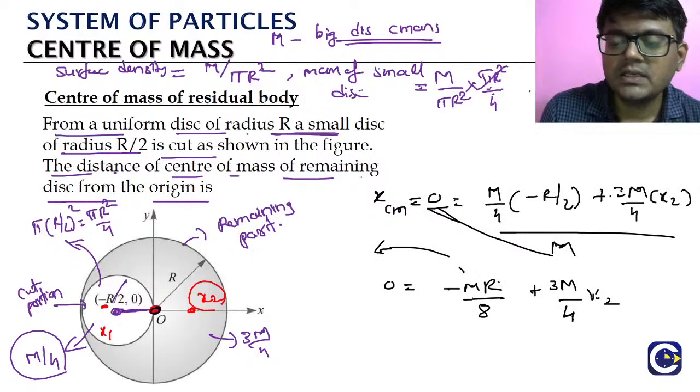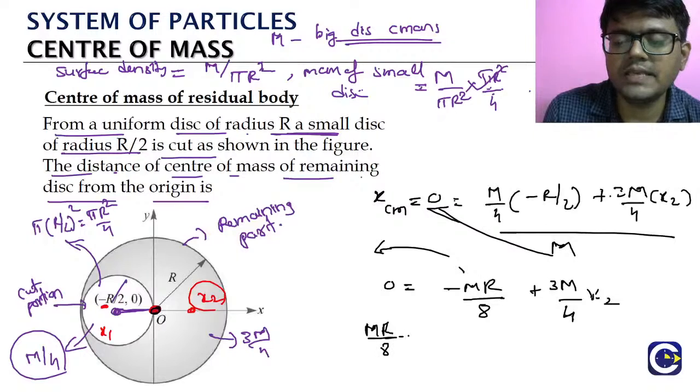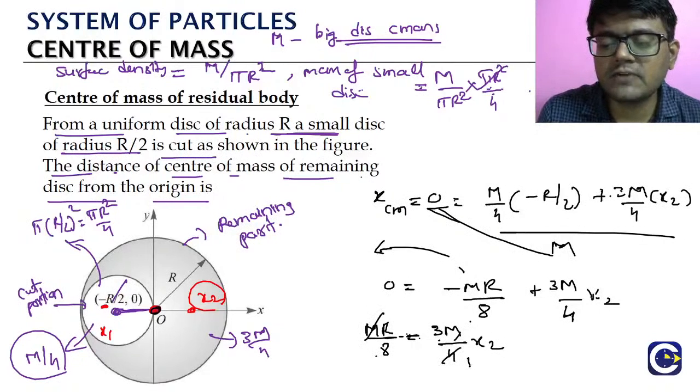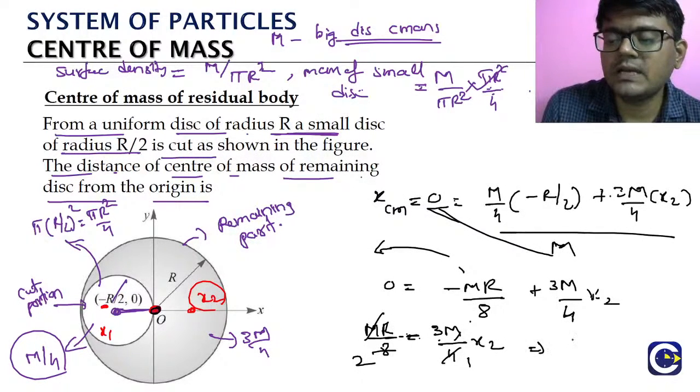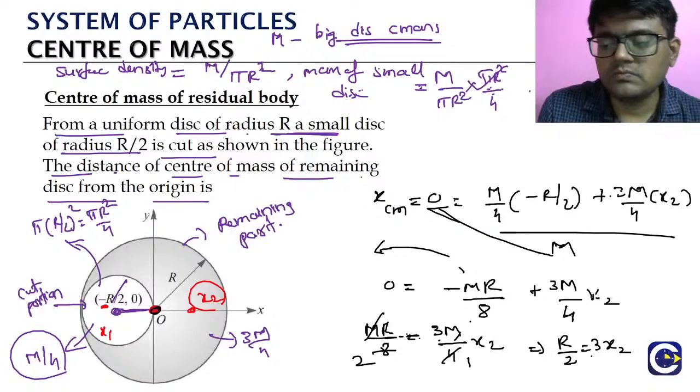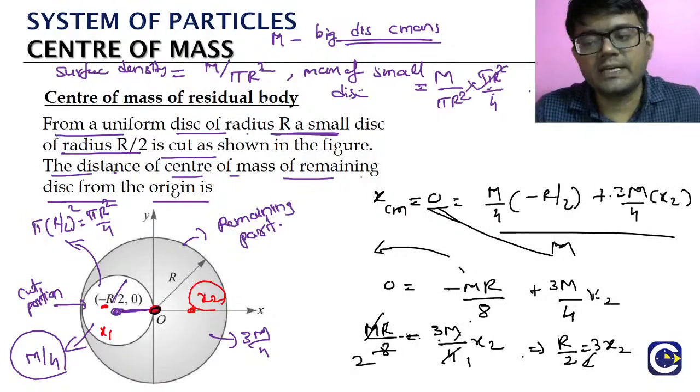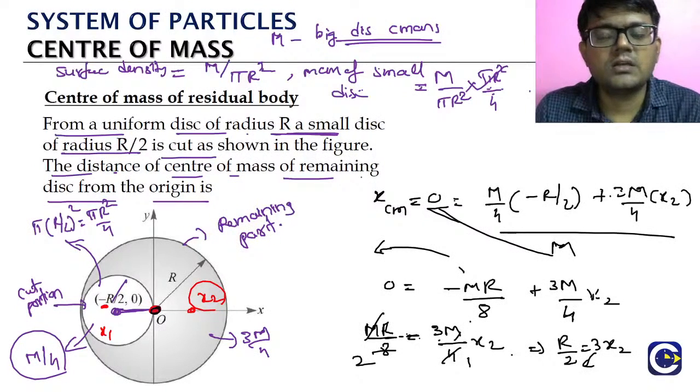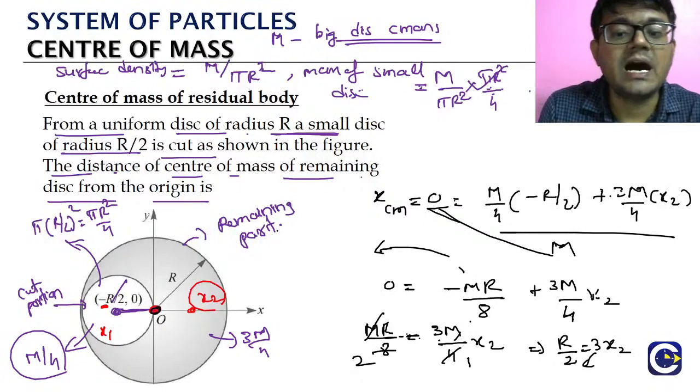See, if we bring this to the left side, it will become plus. mr by 8 is equal to 3m by 4 into x2. Here m cancels. After that, 4 1s are 4, 2s are... so r by 2 is equal to 3 times x2. If 3 comes from the left side, it will go to the denominator, right? So it will be r by 2 into 3, which is r by 6.